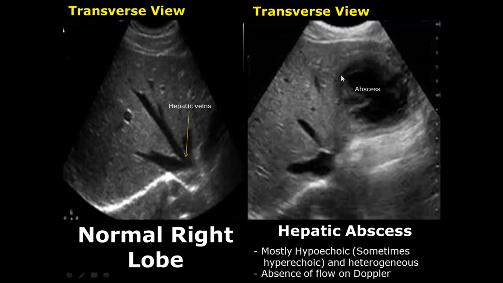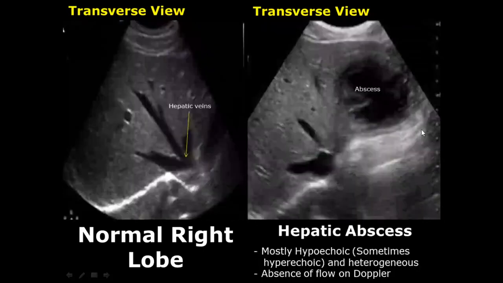An abscess in the right lobe of liver. This is the transverse view. It is mostly hypoechoic and has heterogeneous areas as well. And when we apply Doppler, it will not have any flow.